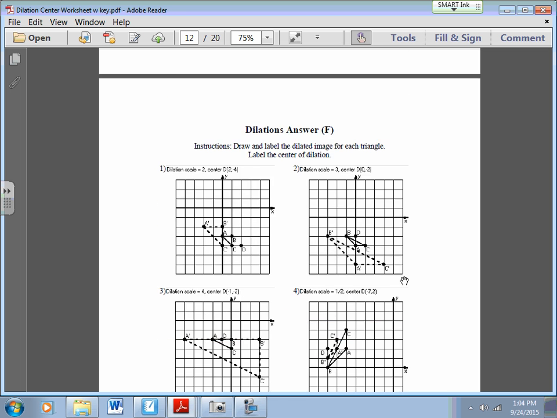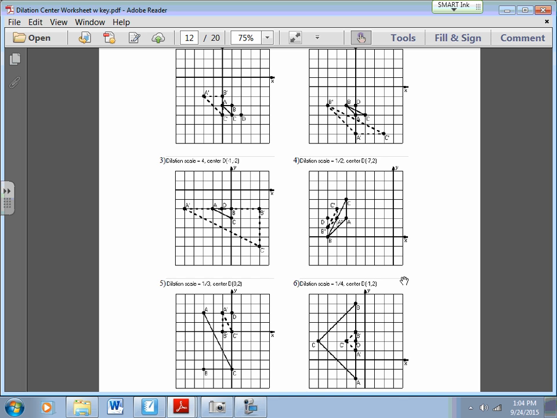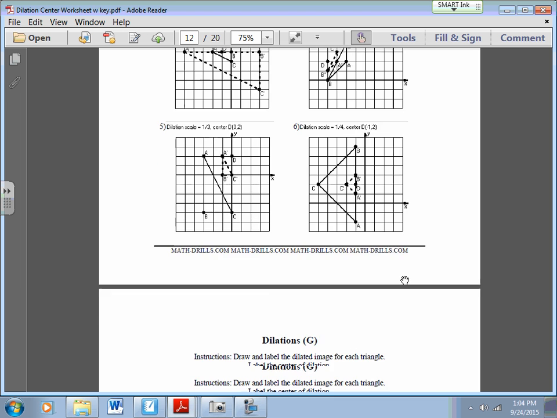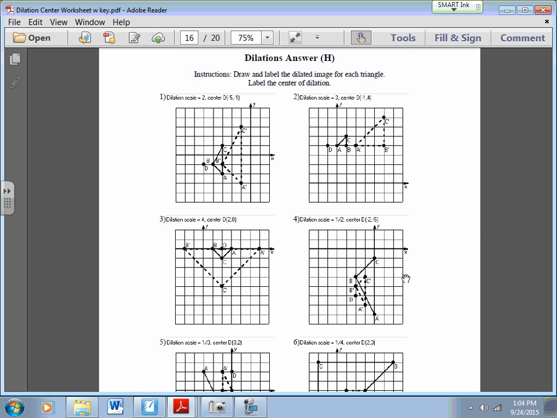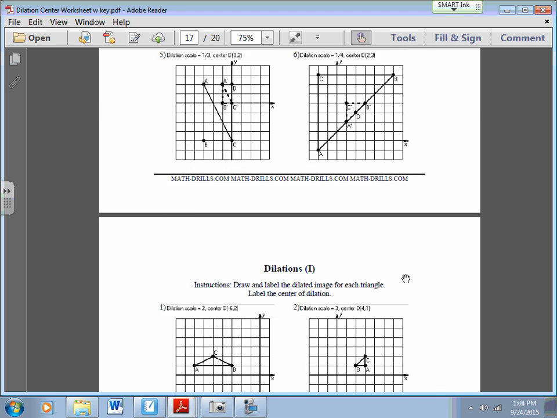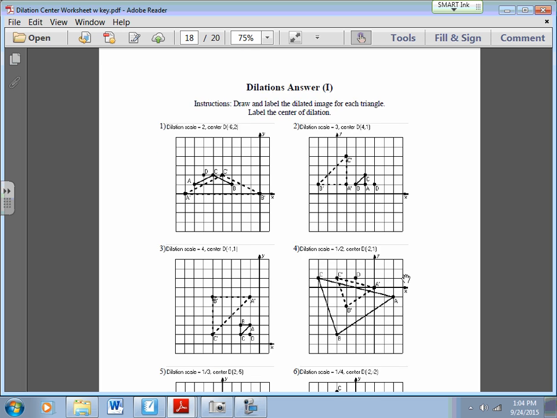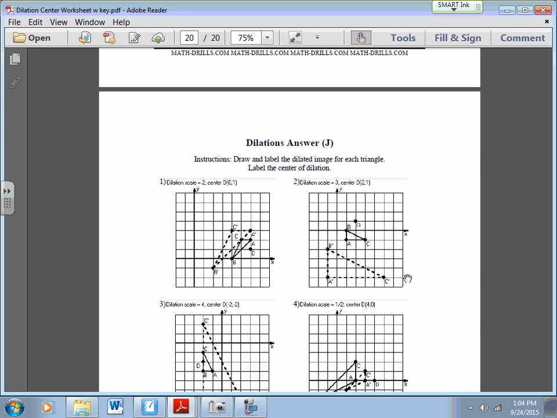Dilation F. Dilation G. Dilation H. Dilation I. And dilation J.